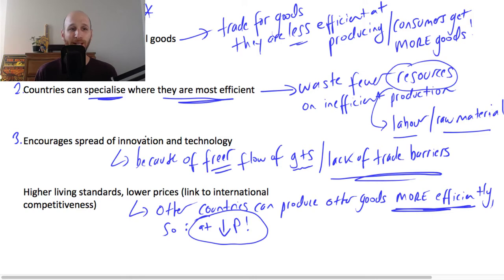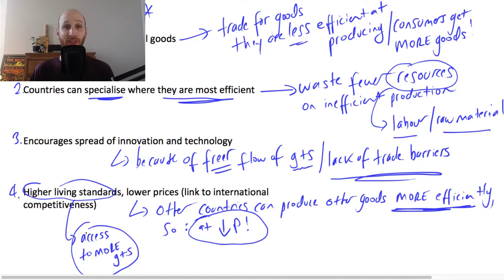So when we talk about living standards here, higher living standards, well, let's just call this number 4 to keep it consistent. Higher living standards, that simply means access to more goods and services. And that more goods and services occurs at lower prices because other countries can produce these goods and services more efficiently with less wasted resources.